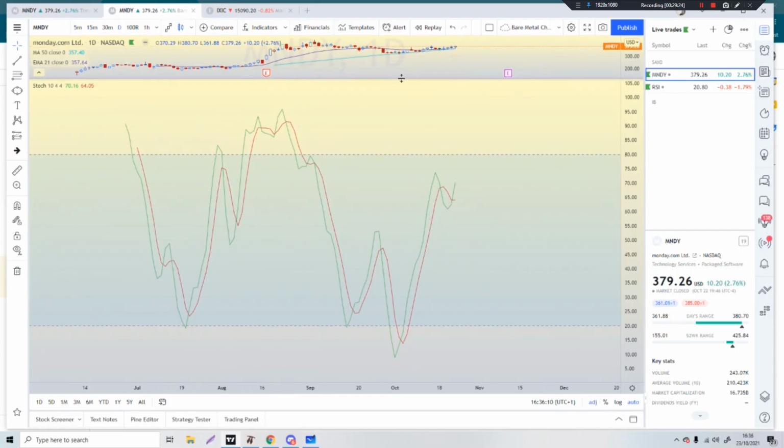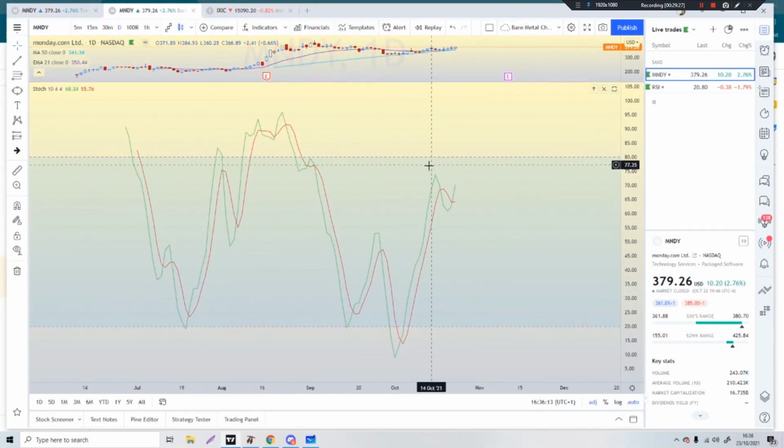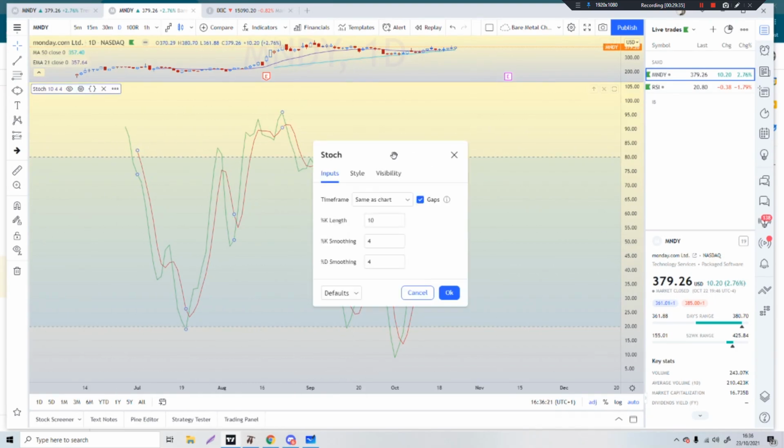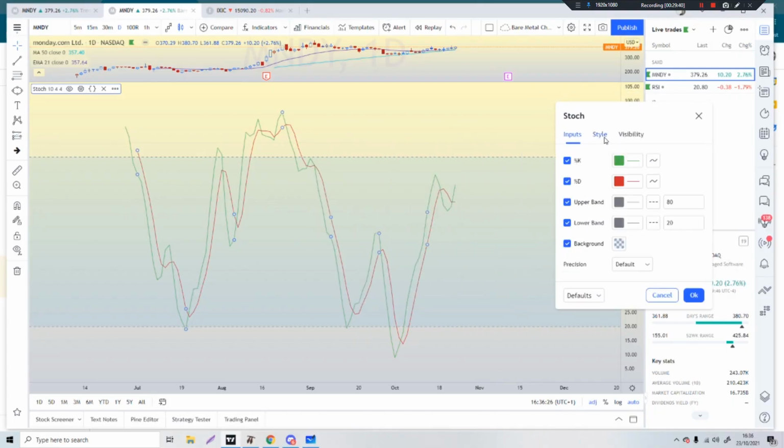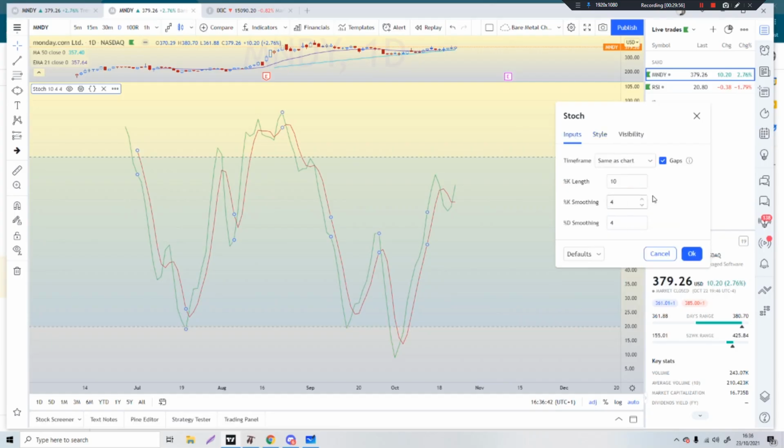So I'll make this very, very big. So what we have, if you go back to the inputs, the way I've got it set up here is the green line is the actual stochastic number, and the red line, which is my %D, is the smooth version of that. They all call it %K. They should just call this stochastic and smooth stochastic or something like that, but they don't.